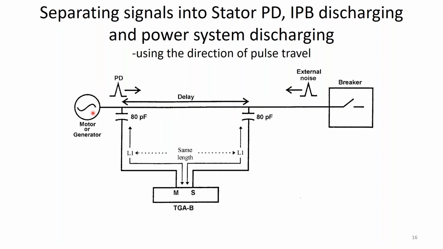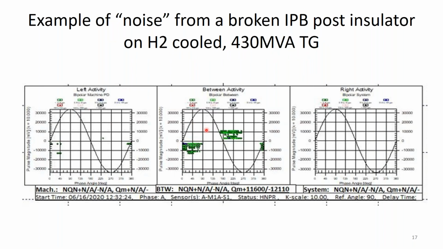So we can tell whether pulses are coming from the power system, from the machine, or from between the sensors, okay? And this actually gets rid of quite a lot of noise in many practical situations. And in fact, you can see this in this plot. This is a standard plot that we can print out. This is the phase resolved plot, in my case probably 60 hertz. This is a measurement done just a few weeks ago that I happened to come across in reviewing a report.